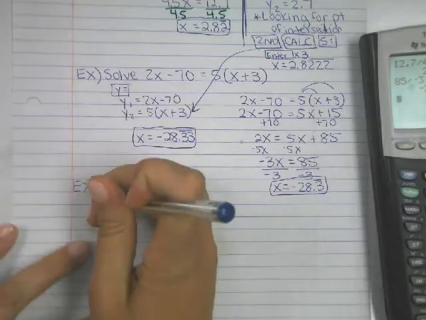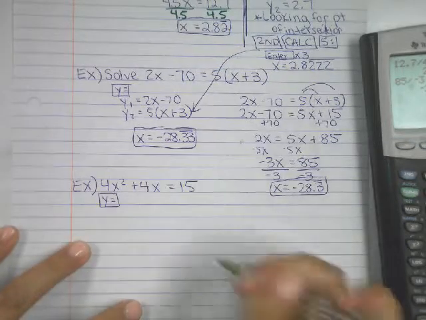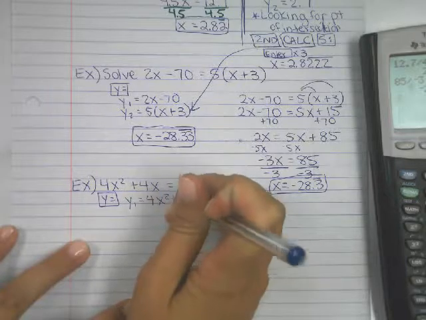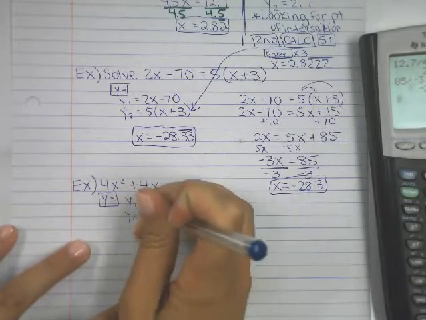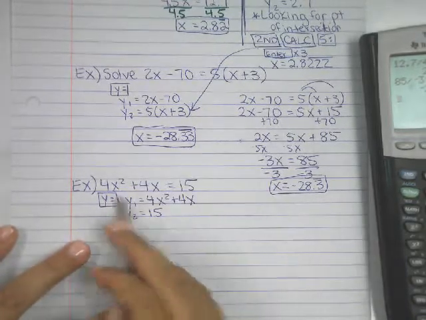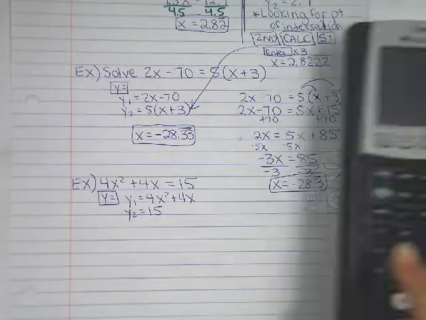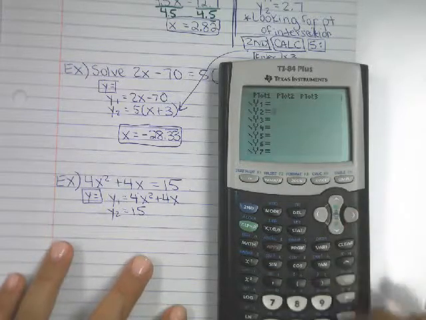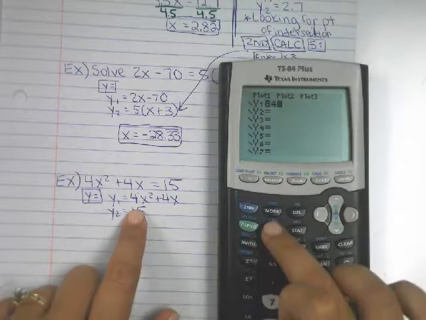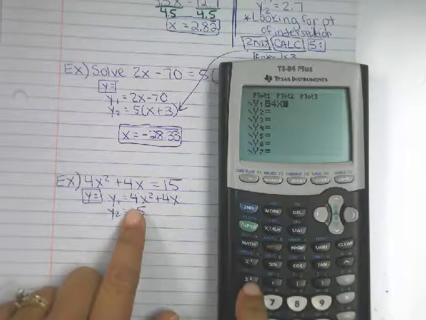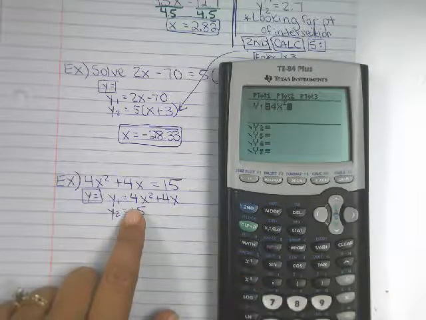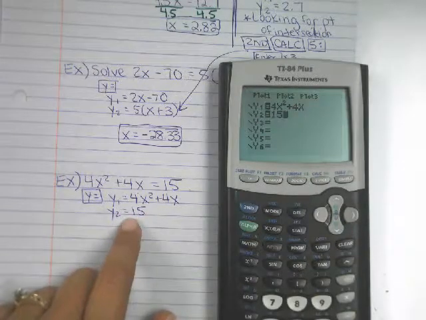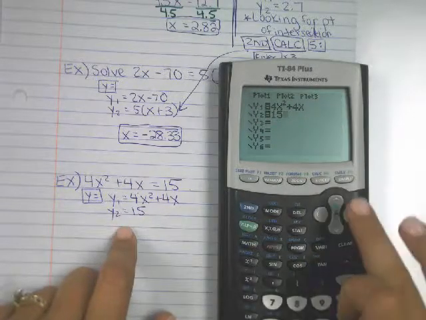So y equals, my y1 is the left side, 4x squared plus 4x. My y2 is the other side, which is only 15. This side, that side. So take back the calculator here. Y equals, clear out the last problem. My y1 is 4x squared, which is right here, right above the word log, plus 4x, and my y2 is 15.